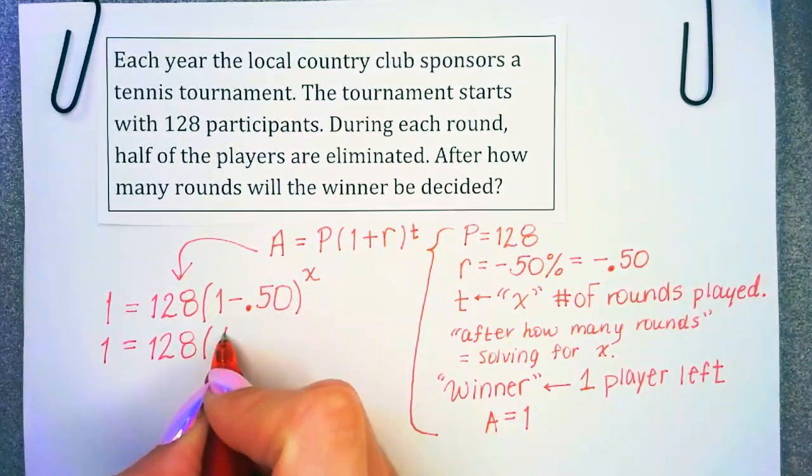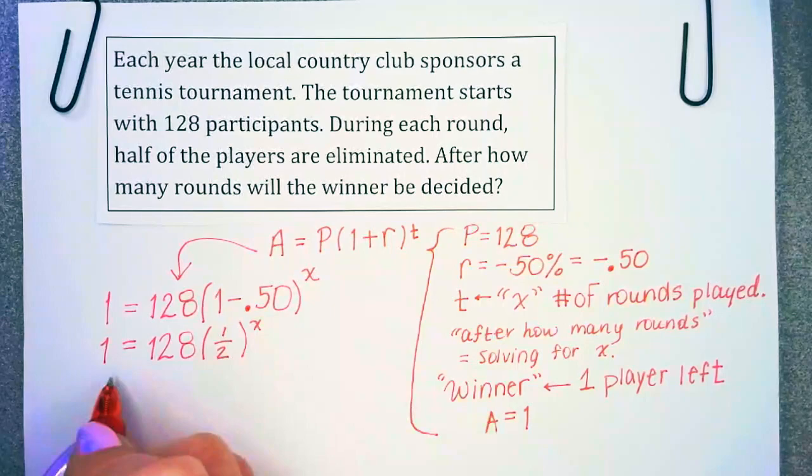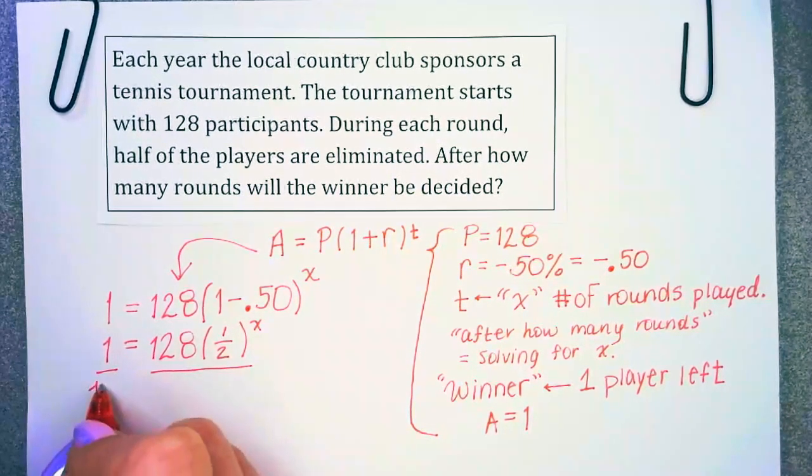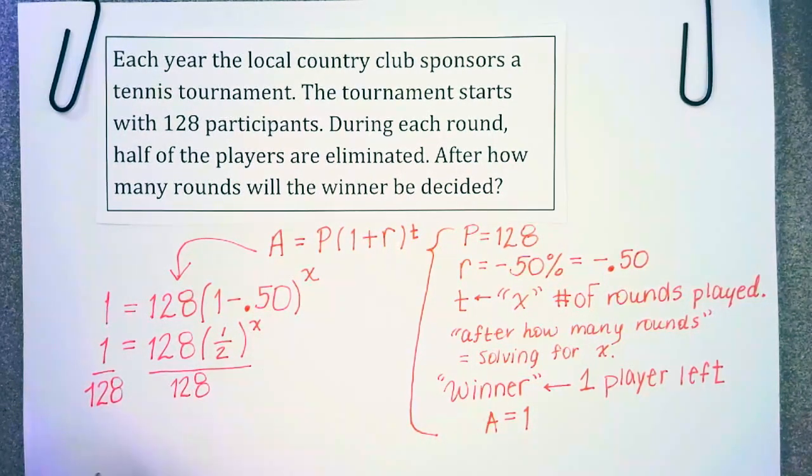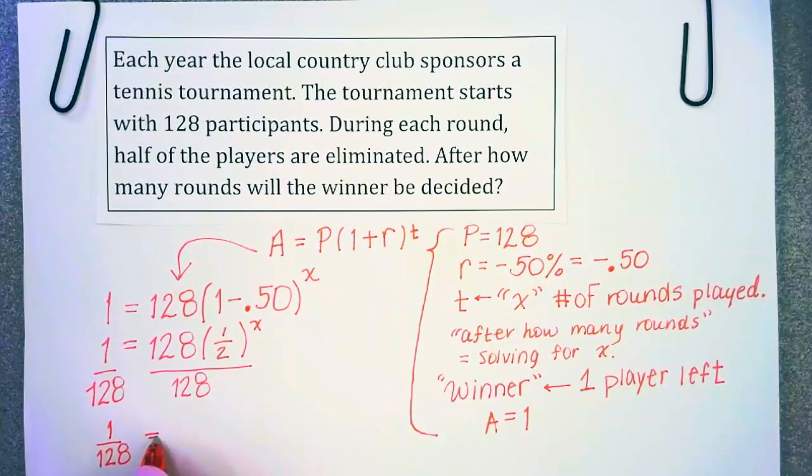1 minus 0.5 is 0.5, or 1/2 as a fraction. You can't multiply 128 by 1/2 because the 1/2 is being raised to the x power. Order of operations won't let you multiply them. I'm going to get the x a little bit more alone by dividing both sides by 128. The next step will give me 1 over 128 equals 1/2 to the x power.